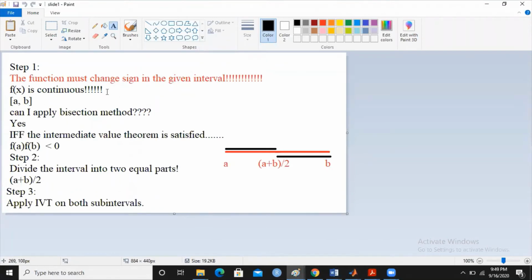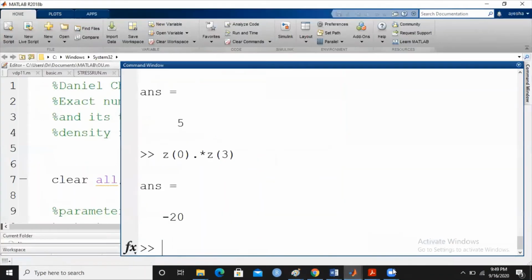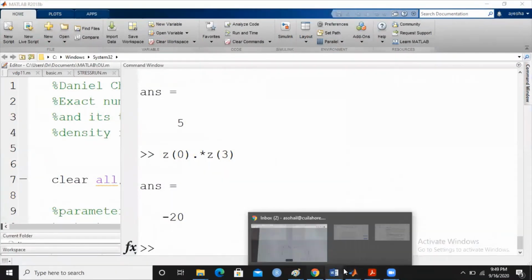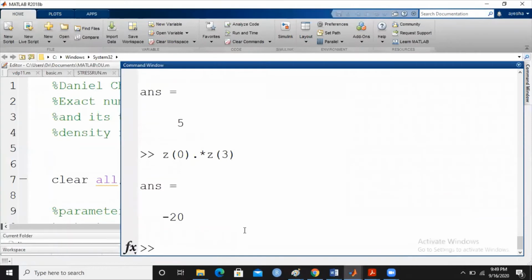So the first step says that the function is continuous and the product of the functional values at the boundaries is a negative number. Then the intermediate value theorem is satisfied, and you can apply the bisection method. Next, go to the next step, bisection. Bisect the interval A, B. For example, in your case, you are given 0 till 3.